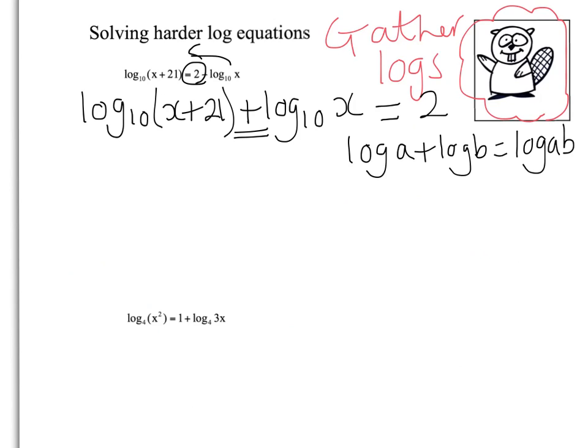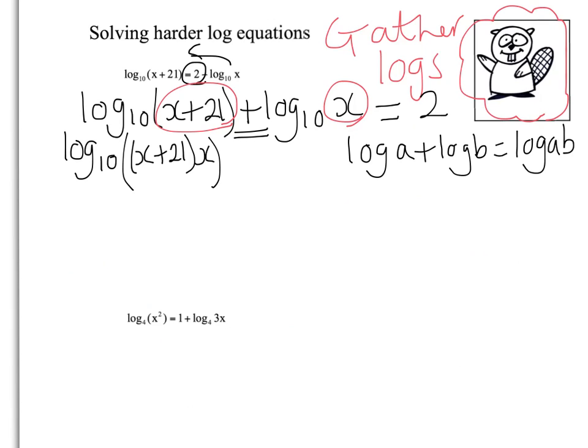So I'm going to end up with log 10, it's going to go to a single log, and in the single log we're going to have x plus 21, and I'm going to times it. So I'm going to have x plus 21, and I'm timesing it by that x, and that all comes to 2. Okay, now this looks really strange, but it's just in the form log BAP, because that's the base, this whole thing is the answer, and this is the power.